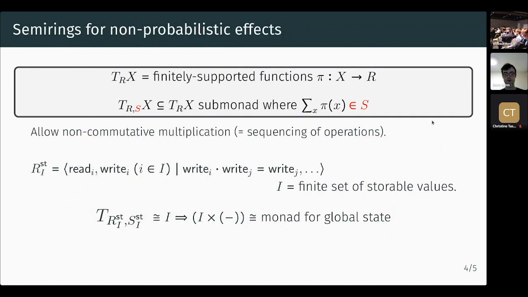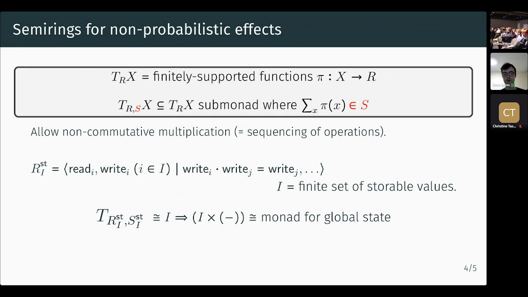Many non-probabilistic effects are generalized probability theories in this sense. For example, global state, where we have, for simplicity, one memory location, we can use a semiring which is generated by the set of all possible reads and possible writes. Because reading and writing don't commute with each other, the multiplication in this semiring isn't going to be commutative, because we can't swap the orders of two write operations.